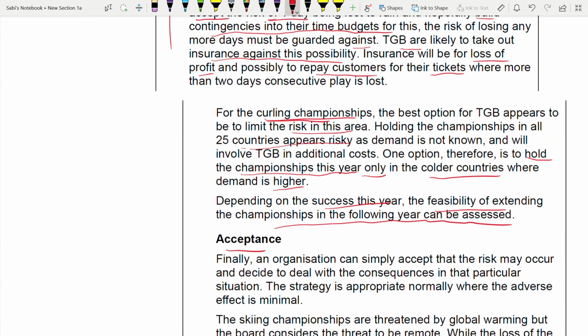This is a strategy that you are giving. Just because it is transfer does not mean everything goes to insurance and you are going to say, okay, insure it, insure it, insure it. No, this is also a way of transferring it. You are transferring whatever is successful. What are you going to do? Hold it for this year, see what's happening this year, and then based on this year's success, do a feasibility report and then extend it next year.